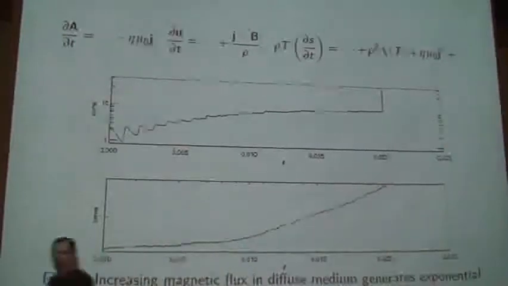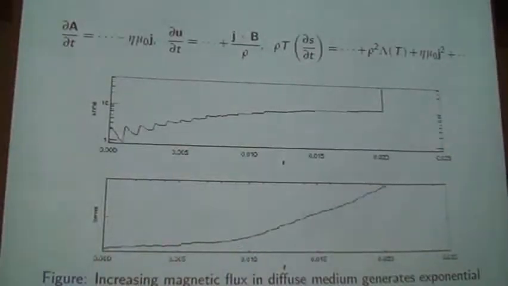We initialize it with a field. The galaxy has a field of about 5 microgauss. So we introduced a 5 microgauss field, and it was just a horizontal field along here.